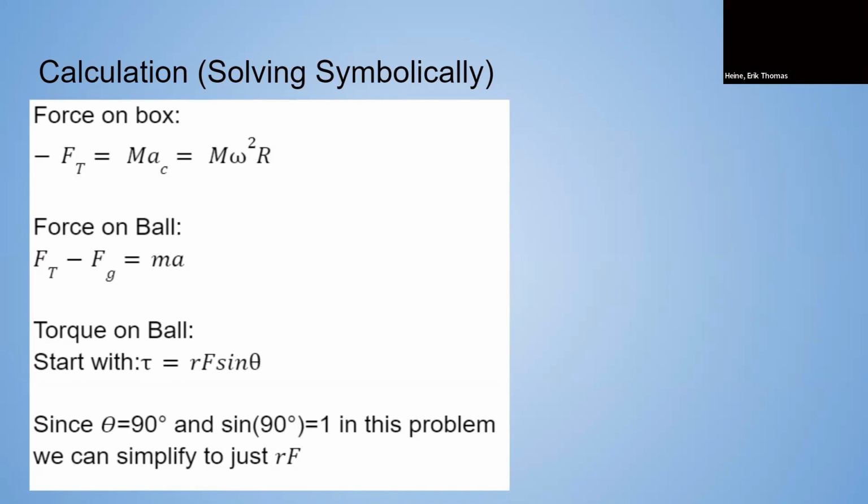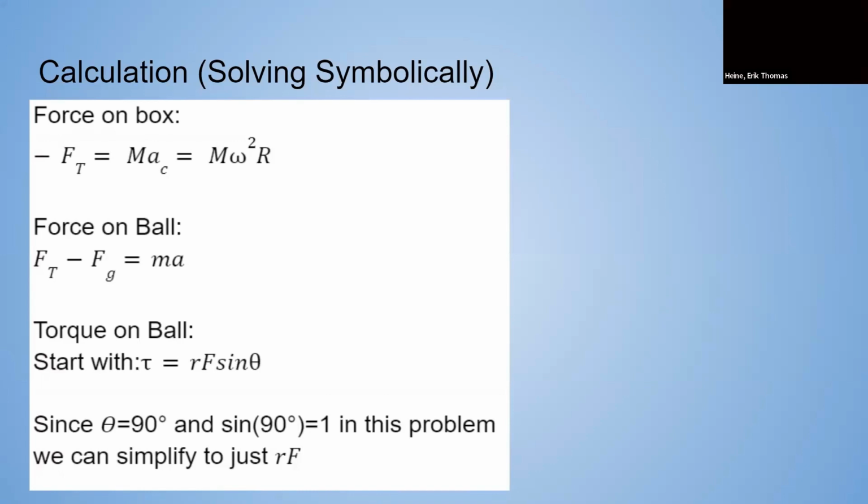Next, we can consider the force in the ball. The ball has two relevant forces. It has a tension force and a gravitational force going in opposite directions, hence why there are opposite signs. So we have the tension force minus the gravitational force equals mass times acceleration.